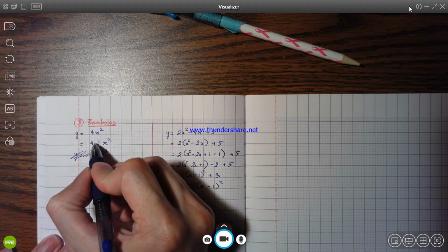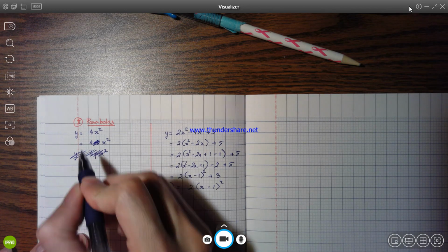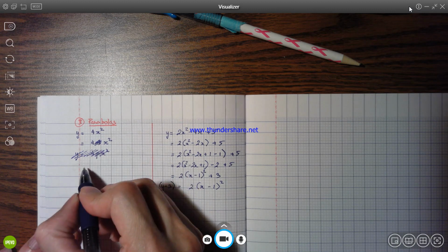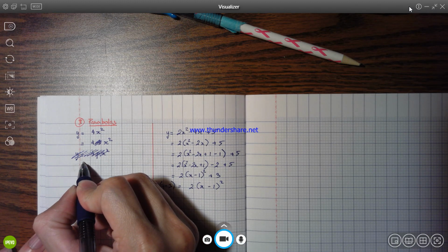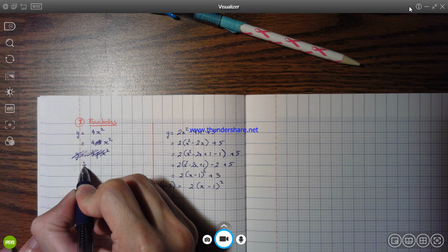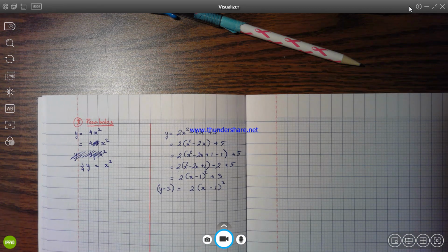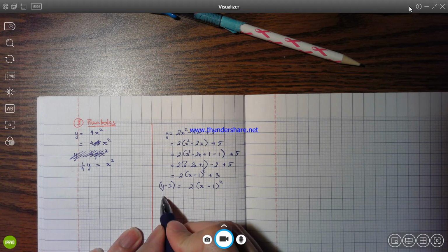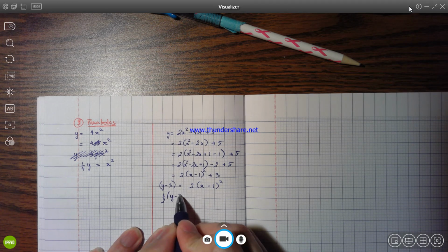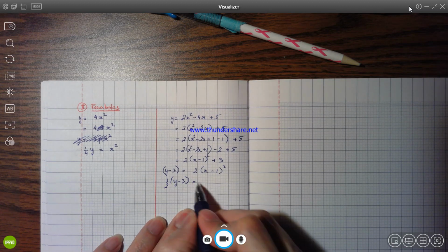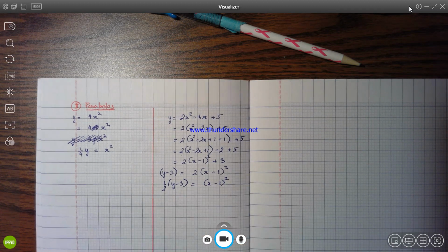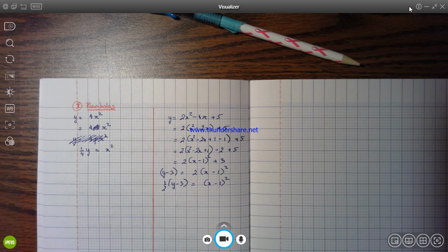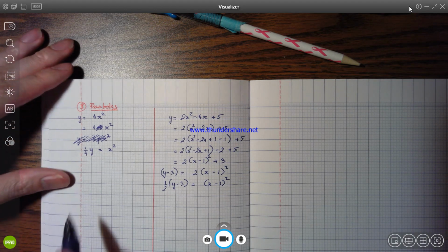So I think we're gonna delete this too. So I'm gonna divide both sides by 4. So I'm gonna have 1 over 4 y equal to x squared. Okay. All right. And over here, I'm gonna divide it by 2. So I'm gonna have 1 over 2 y minus 3 equal to x minus 1 squared. Okay. All right. So now get back to this one.